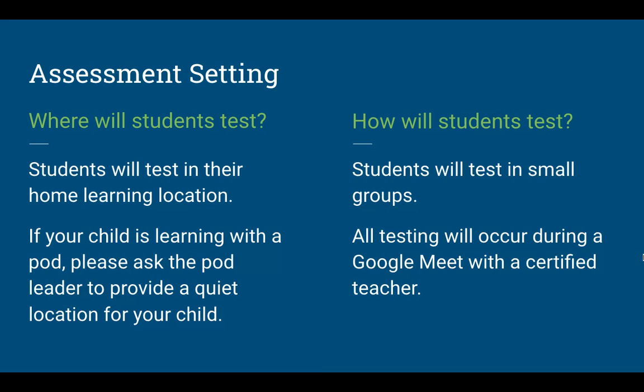So, to give you a little bit of background about what will need to happen for remote administration of these STAR tests, your child will take the test in their home learning location. So that means that if your child is learning in a pod, we're going to need to ask that the pod leader provides a quiet location for your child to test. If they're testing at home alone or with a sibling or two, we still ask that there's a quiet environment that your child can work by himself or herself to be able to test well and show what they know.